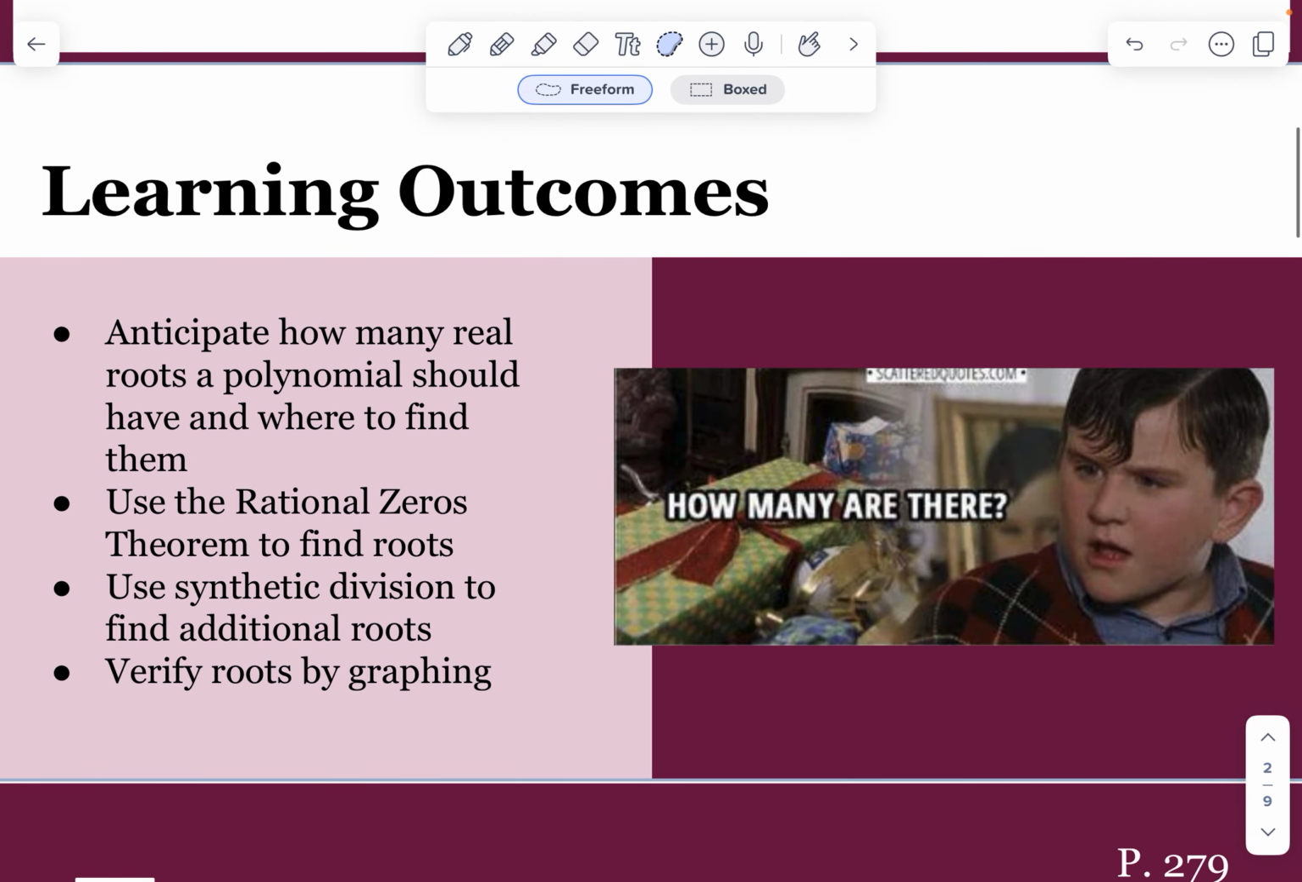So our goals for today are to anticipate how many real roots a polynomial should have and where to find them. And then from there, use the rational zeros theorem to find roots, as well as synthetic division to find any additional roots. And if we have time, we will look at how we can verify our work by using Desmos graphing.